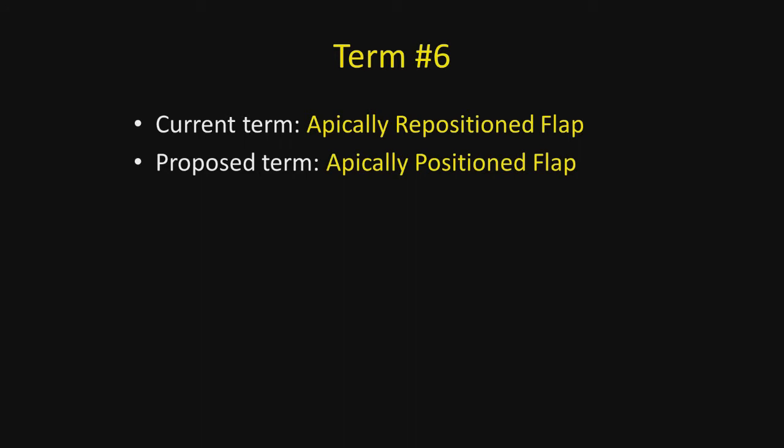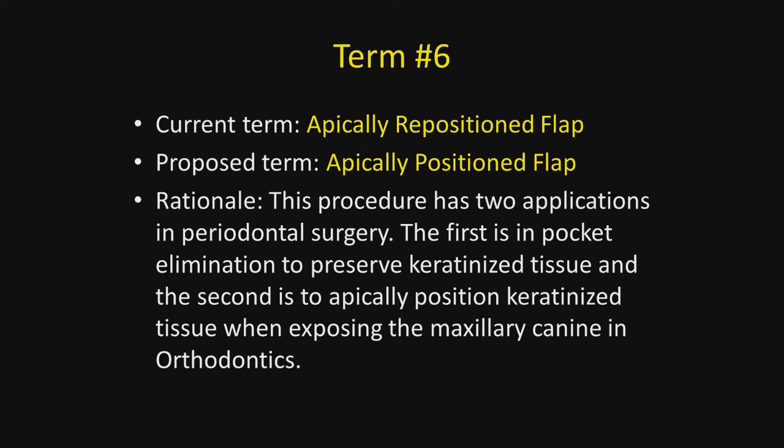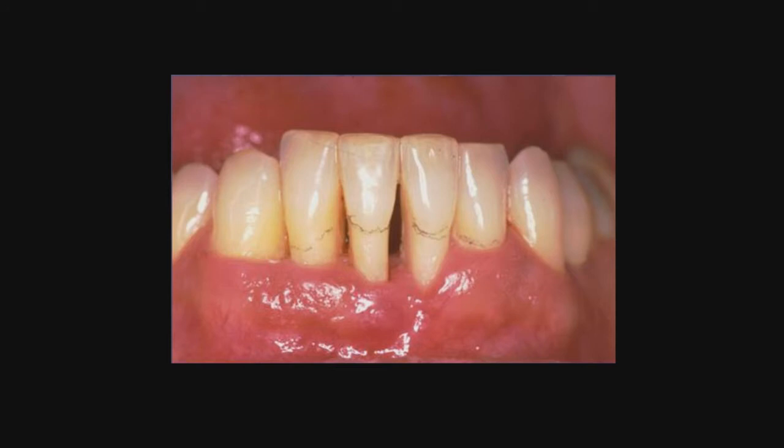Term number six. The current term is the apically repositioned flap. The proposed term, which is now used by many people accurately, is the apically positioned flap. The rationale: the proposed term has two applications in periodontal surgery. The first is in pocket elimination to preserve keratinized tissue. The second is in apically positioning the keratinized tissue when exposing a maxillary canine in orthodontics. And here we see an apically positioned flap for pocket elimination in the lower anterior area.